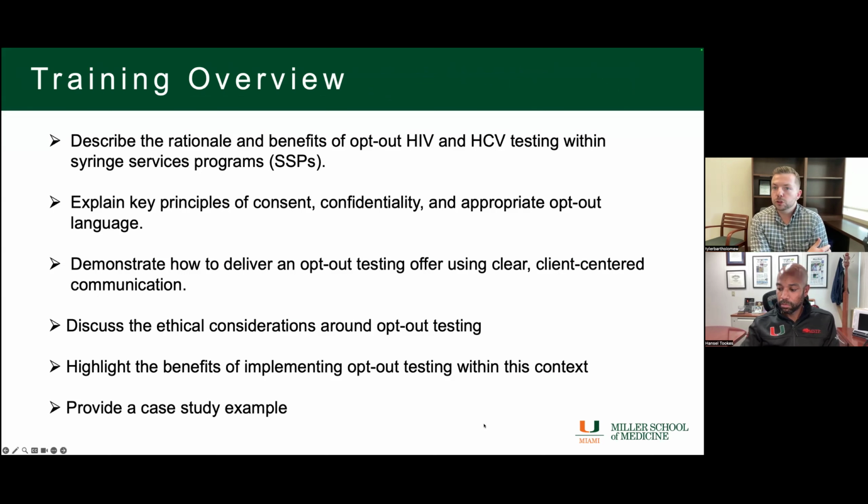So just a quick overview of our training. We're going to describe the rationale and benefits of opt-out testing for both HIV and hepatitis C within syringe services programs. We're also going to explain key principles of consent as it relates to opt-out testing and how it differs from opt-in testing, and confidentiality, and how important it is to do testing in a confidential space, especially thinking about how this gets implemented at fixed locations versus mobile, outreach, or street-based locations. The different modalities lend themselves to different confidentiality considerations. And then ultimately the appropriate language that needs to be used for opt-out testing.